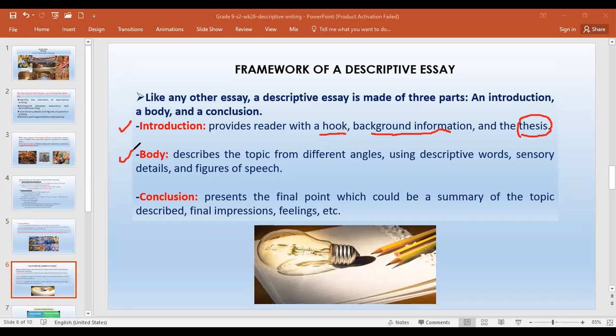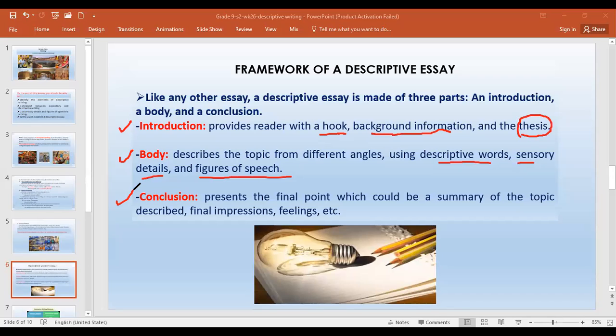The body, what do we write in the body paragraphs, Lana? Describe the topic from different angles using descriptive words, sensory details, and figures of speech. Okay, and this is where you're going to use a lot of descriptive words, adjectives, adverbs, a lot of sensory details, and figures of speech. Conclusion, Lana, continue. Conclusion presents the final point, which could be a summary of the topic, the final impressions, feelings, etc.